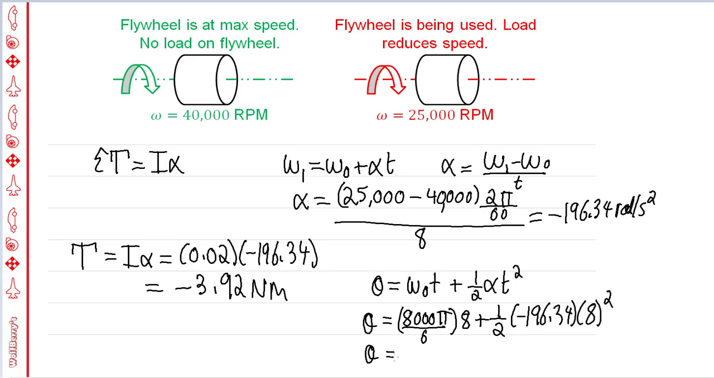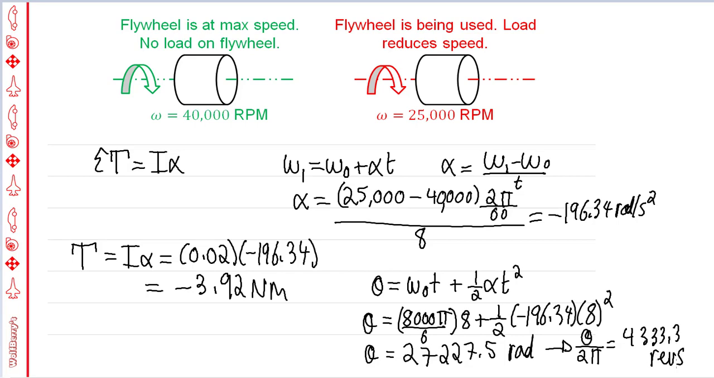Theta is equal to 27227.5 radians. That's the total angle that it's rotated by. Now, to find how many revolutions it makes, you simply divide what you found here by 2 pi. So in this case, divide your theta by 2 pi. Dividing it will give you 4333.3 revolutions made in those 8 seconds.